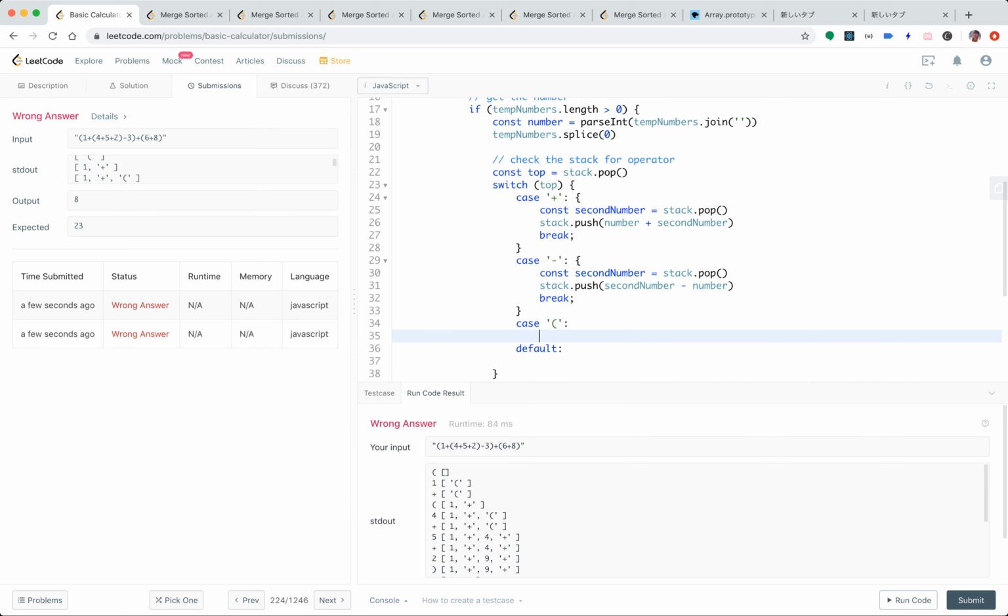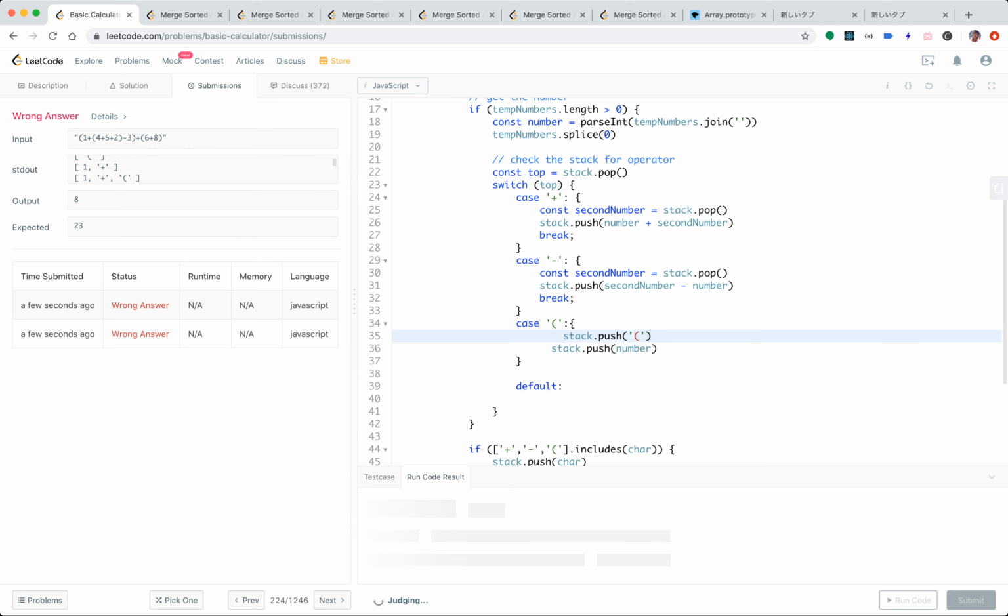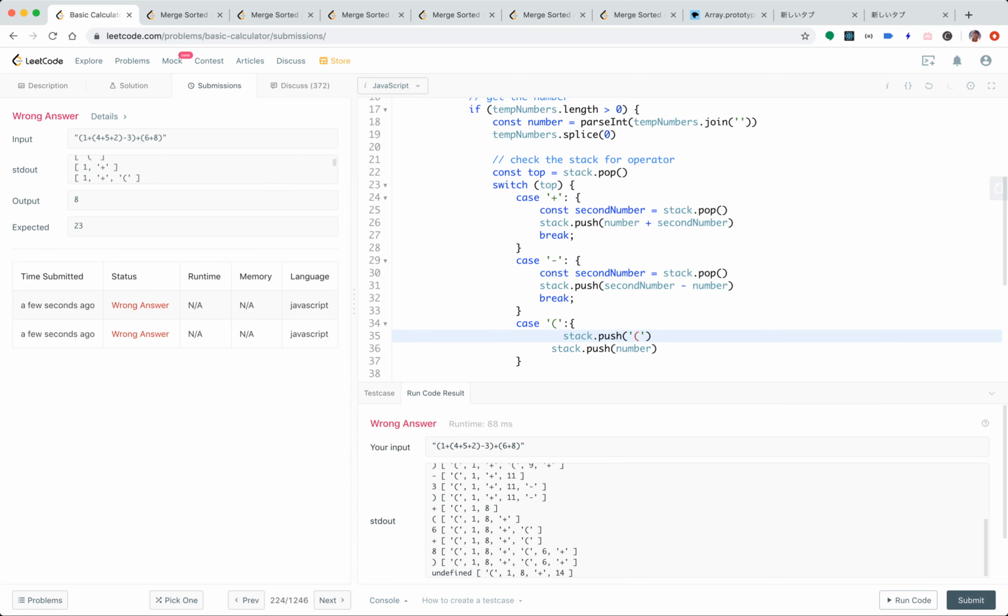If it's this, we need to push the back again. We need to stack push number, and also we need to stack push the parenthesis. Okay, plus 6, 9, plus, so 11, minus 3, 8, so 1, 8.